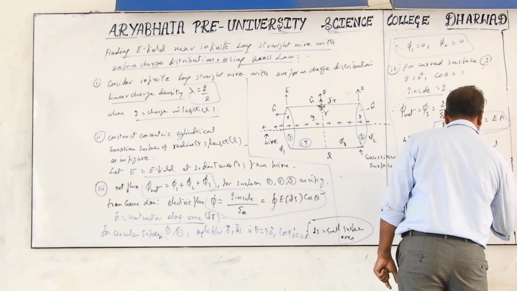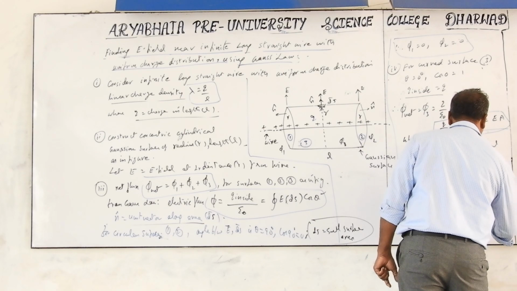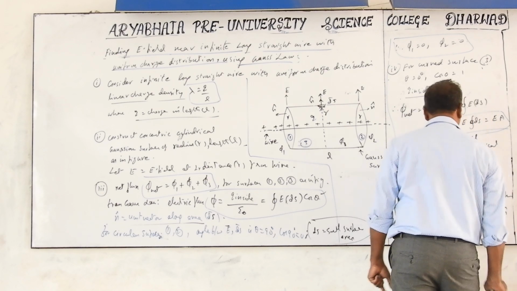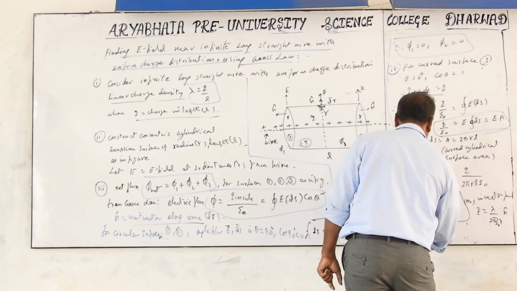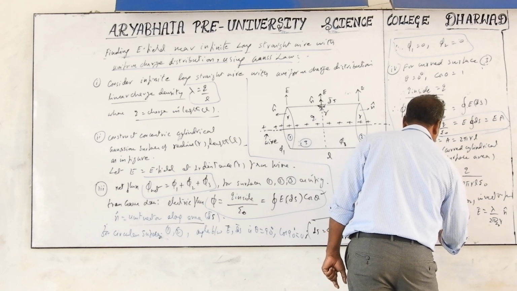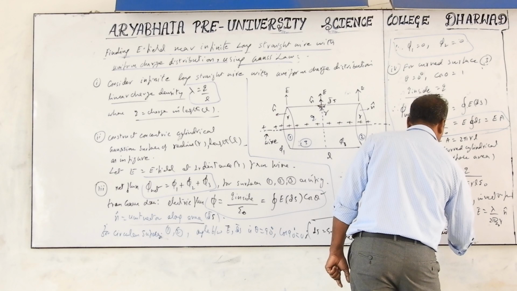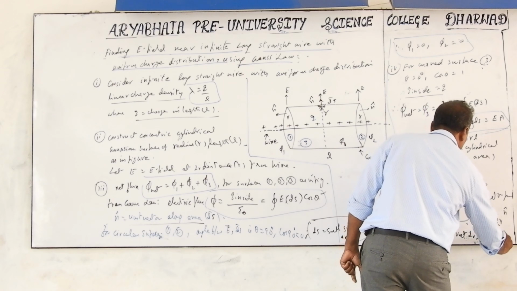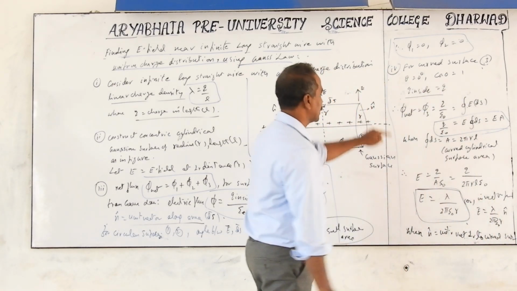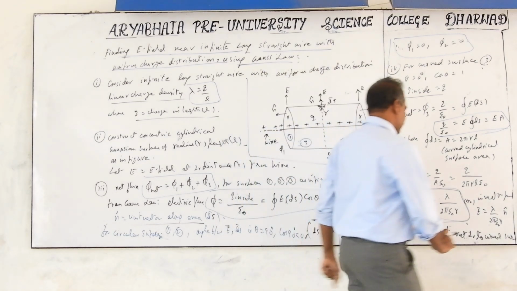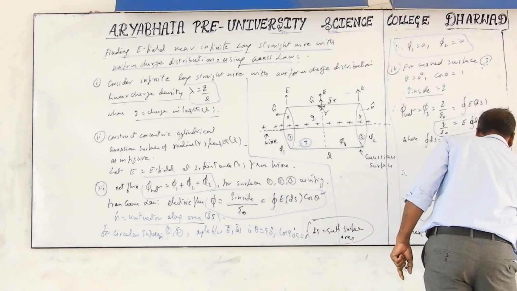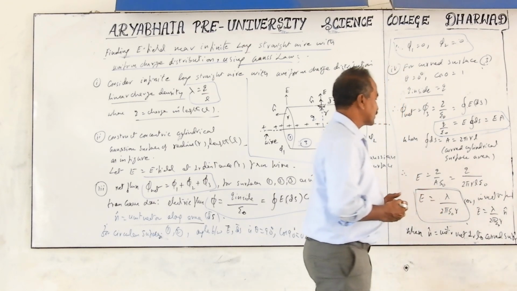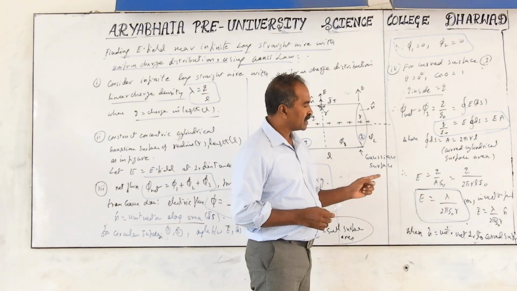Or in vector form, E bar is equal to lambda by 2 pi epsilon into R into n cap, where n cap is the unit vector perpendicular to the curved surface. We have the n cap for the circular surface also, but I am mentioning here only the curved surface, that is the cylindrical surface. That will be the relation between electric field and R.